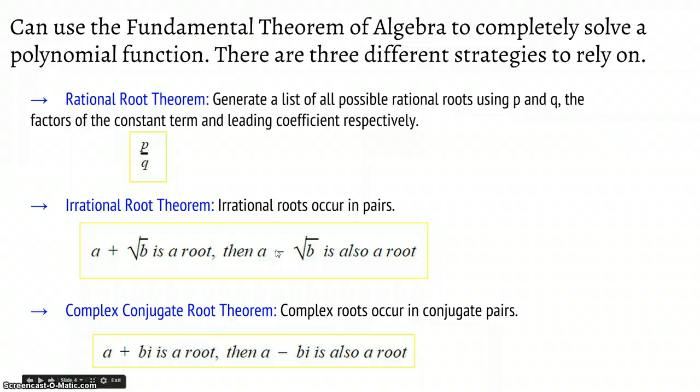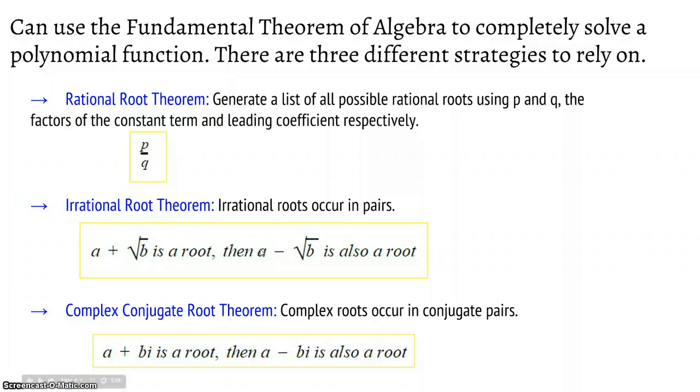Completing the square was all about plus or minus. Quadratic formula, plus or minus the square root. Yeah, that plus or minus is how those pairs come. Okay, so what we have here is a plus the square root of b, then a minus the square root of b is also a root. And that goes for, let's say a wasn't here. I'll use the power of pointers to cover it up. If the square root of b is a root, then the negative square root of b is a root, right?